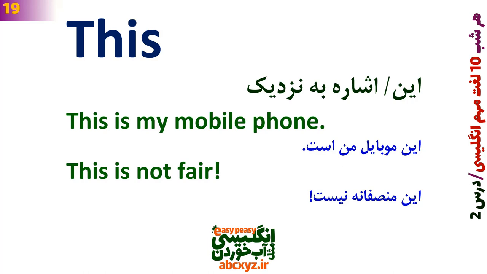This. این، اشاره به نزدیک. This. This is my mobile phone. این موبایل من است. This is my mobile phone.